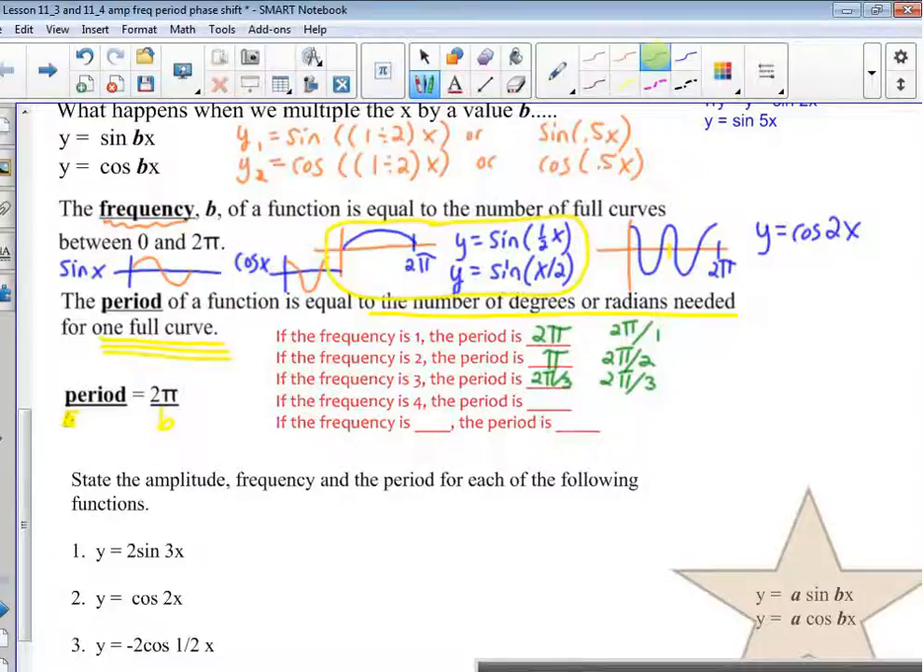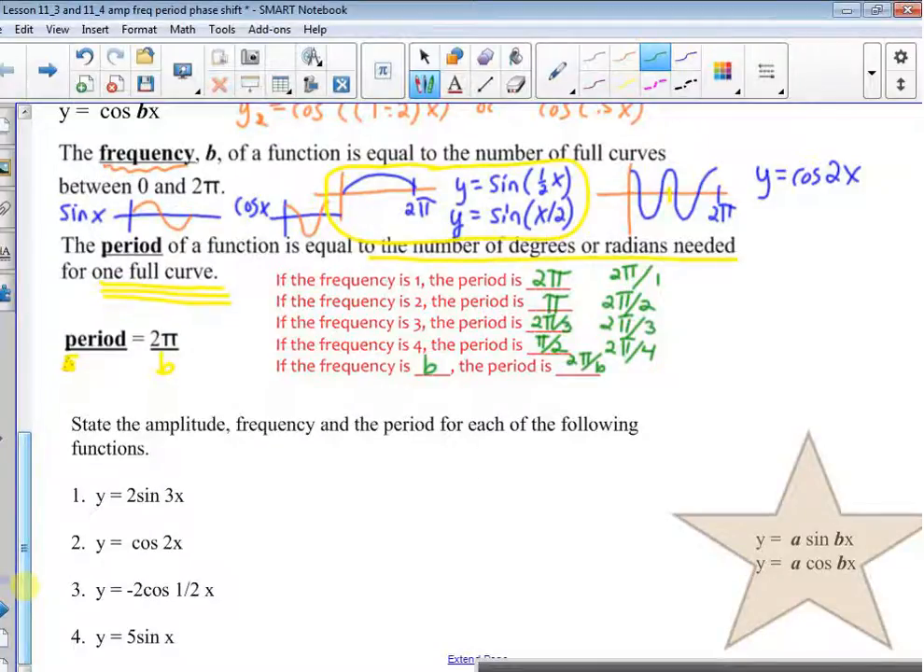And then if the frequency is 4, that's 2 pi divided by 4, which is pi over 2. And if the frequency is b, the period is 2 pi divided by b. Or x, or whatever you want to call it. They call it A for amplitude and B for frequency. It's the next thing that comes along.